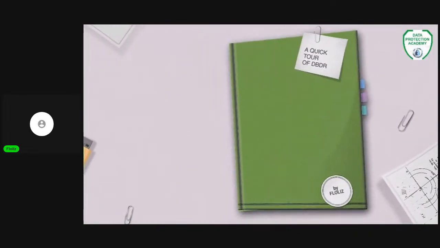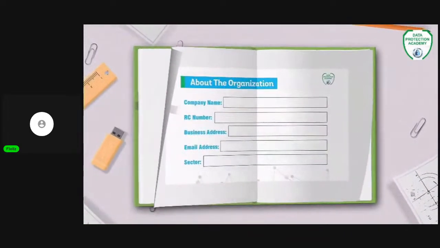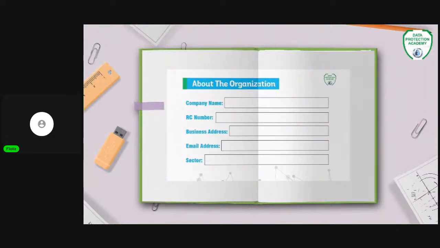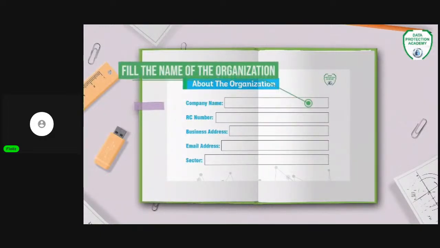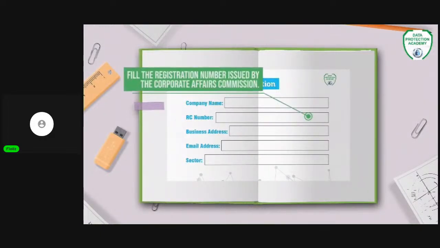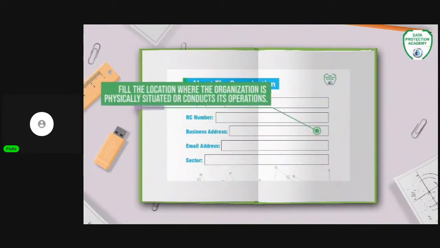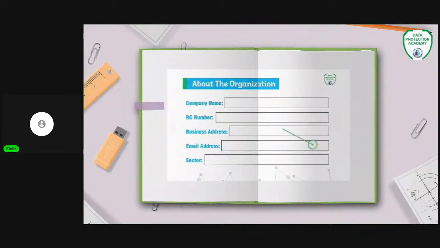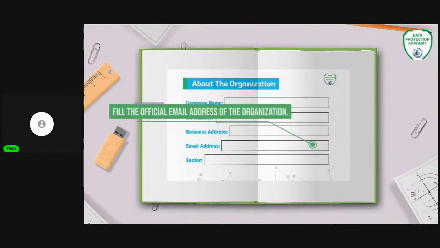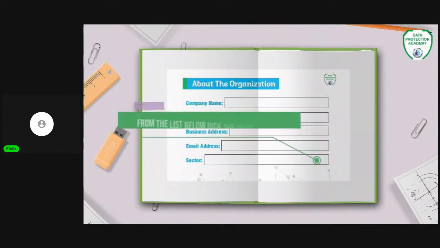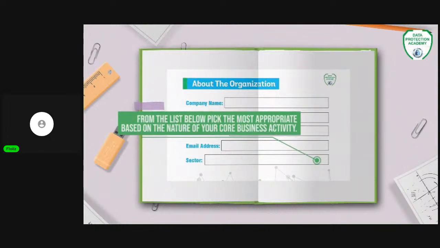Here is a step-by-step guide on how to use the Data Breach Documentation Register. About the organization. Fill the name of the organization. Fill the registration number issued by the Corporate Affairs Commission. Fill the location where the organization is physically situated or conducts its operations. Fill the official email address of the organization. From the list below, pick the most appropriate based on the nature of your core business activity.